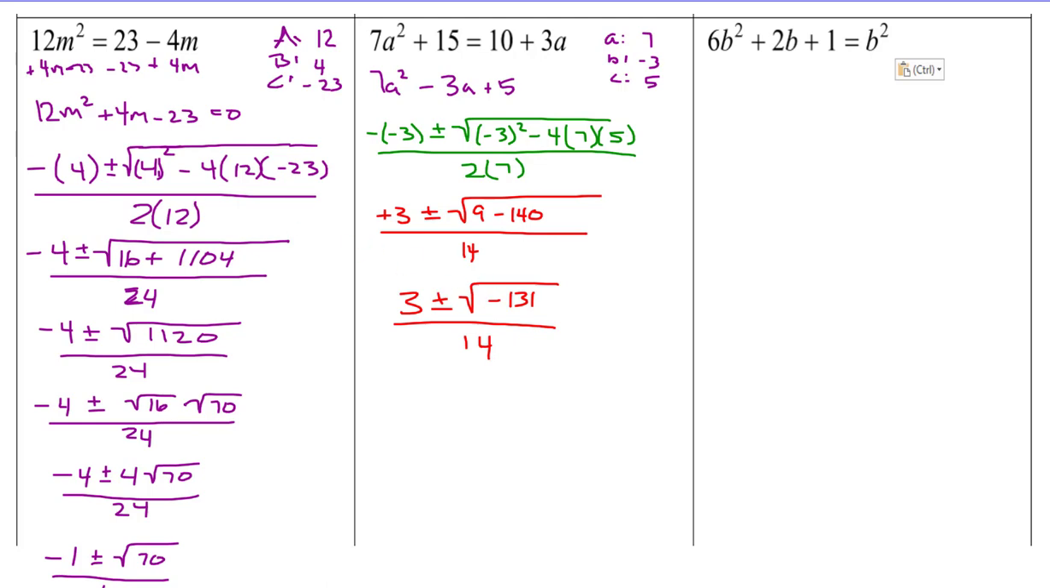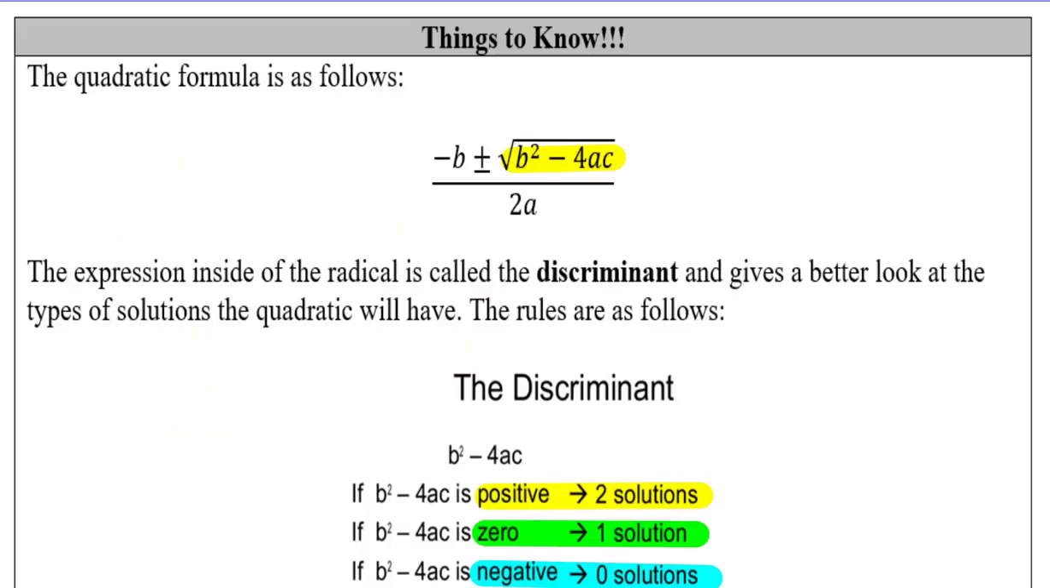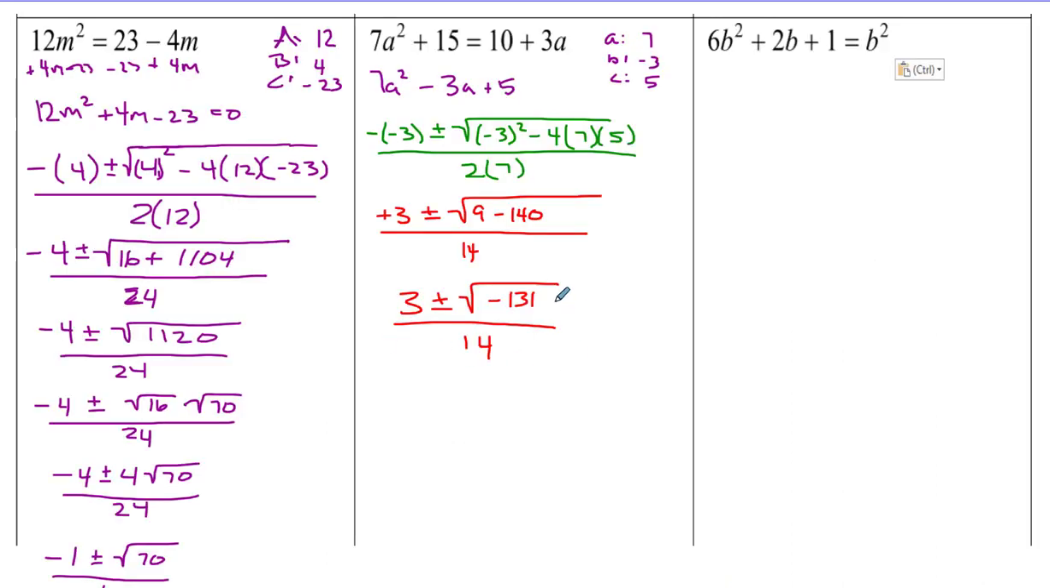Okay, so remember what I talked about when we know our discriminant right here. If our discriminant is negative, that's going to give us 0 solutions. So once we get to this point and we know that we're going to end up trying to square root a negative, you can just stop. You like my stop sign here? Stop. And we're just going to write no solutions.